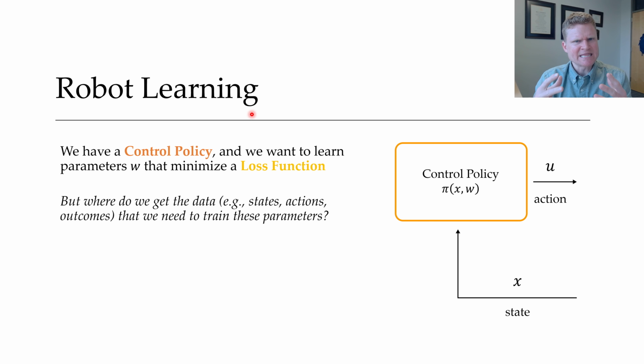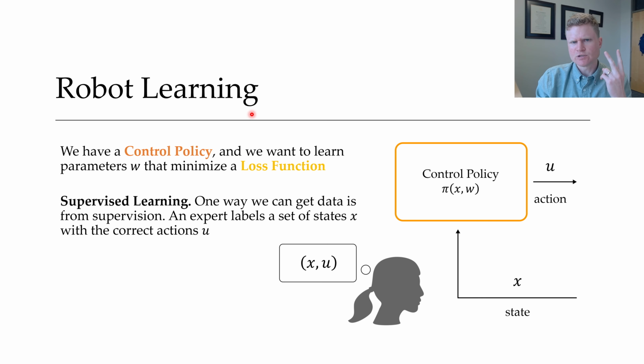But where am I going to get the data that I need in order to train these parameters? Surely I need some sort of idea of states and actions and outcomes in order to figure out the right control policy to have. Well, there's two main ways that robots can get this data. The first one is supervised learning.